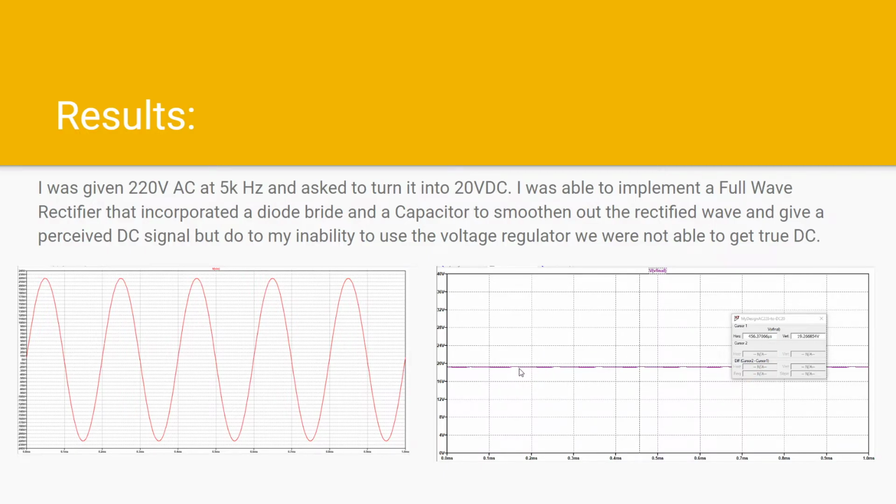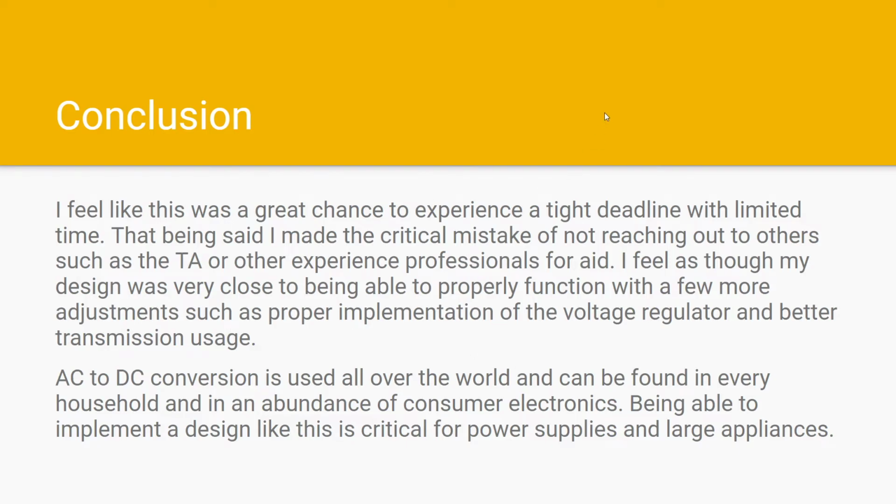this was supposed to be our 20 volts DC. In conclusion, I feel like this was actually a great chance for me to experience a tight deadline with limited time and other constraints. That being said, my biggest critical mistake was not reaching out to others, such as my TA, for help sooner, or another experienced professional for aid. I feel as though my design is very close to being able to properly function with a few more adjustments, such as proper implementation of that voltage regulator and better transformer usage.